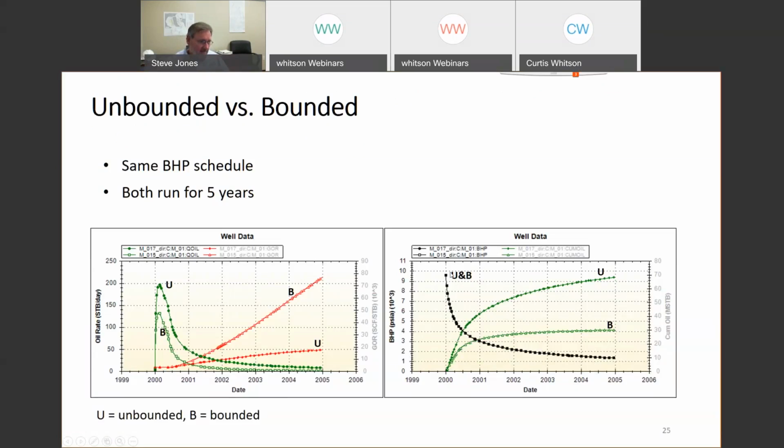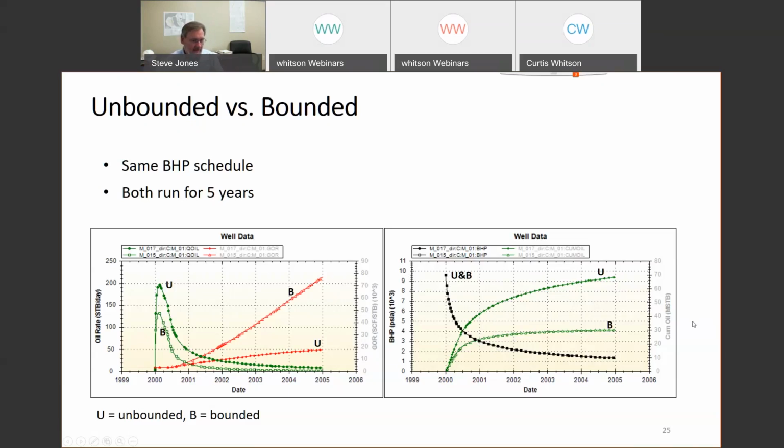Then if I plot the same data, I'm showing that both cases use the same bottom hole pressure schedule, starting out here at time zero around 9,500 psi. This is a high pressure reservoir, and declining smoothly over time to 1,500 or so after 5 years.